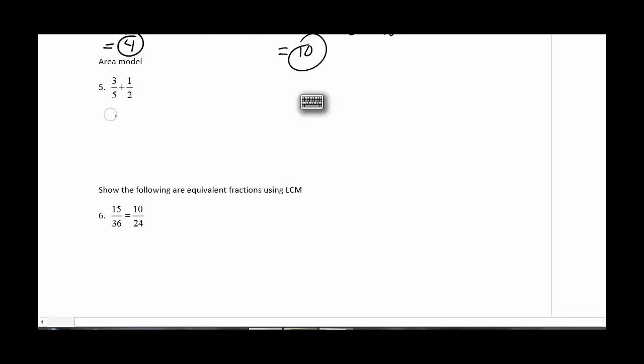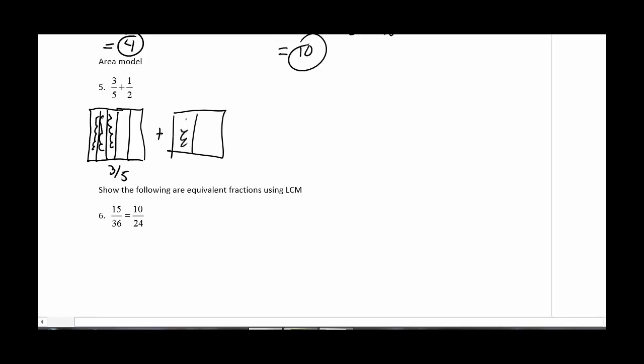In the area model, I need to start by modeling each fraction independently of each other. So 3/5 means I'm going to look at, let's see, make sure I get that counted correctly. Yeah, there's 5 there. Okay. So 3/5 means I'm looking at an object that's been chopped up into 5 equal pieces, and I'm looking at 3/5 of them, so 3 out of the 5. And then 1/2 means I'm looking at an object where I've only shaded half of that. So what I'm going to do then is I'm going to convert the 3/5 and the 1/2 into a common denominator, and in this case tenths.